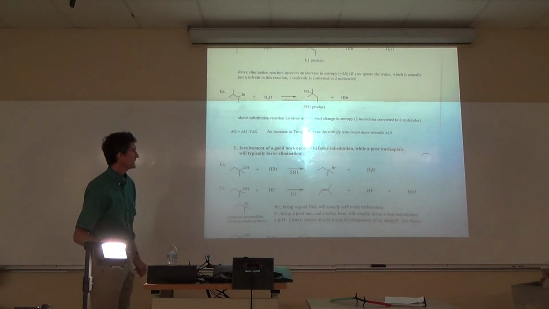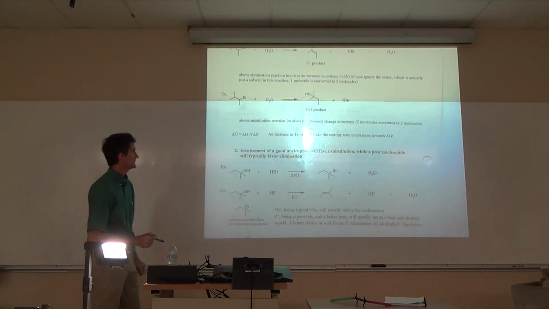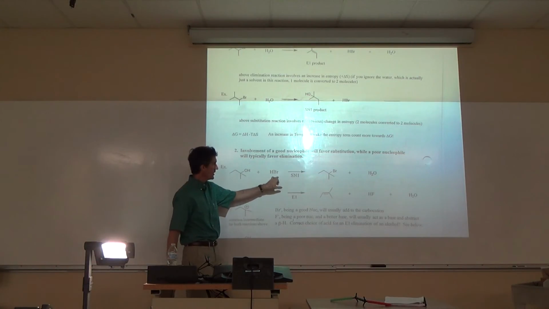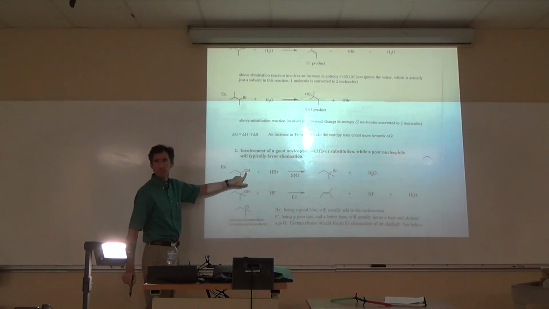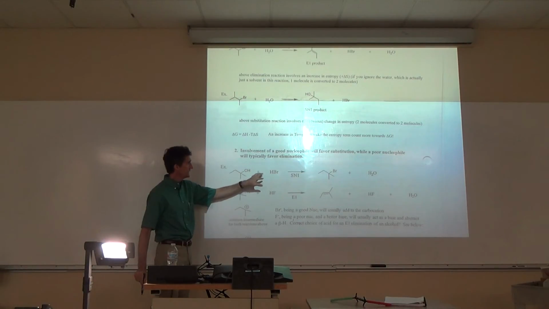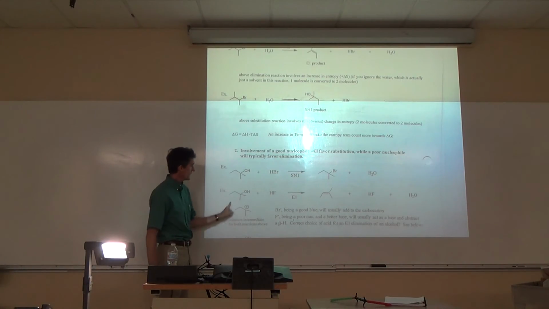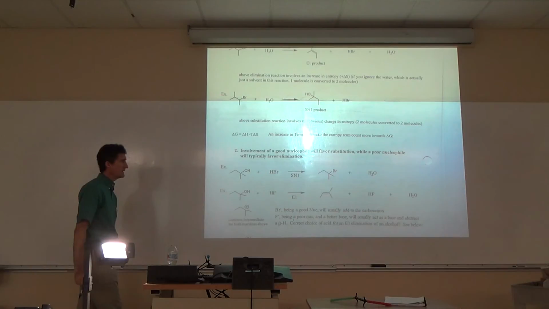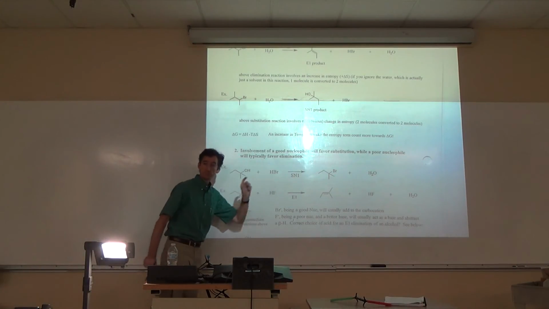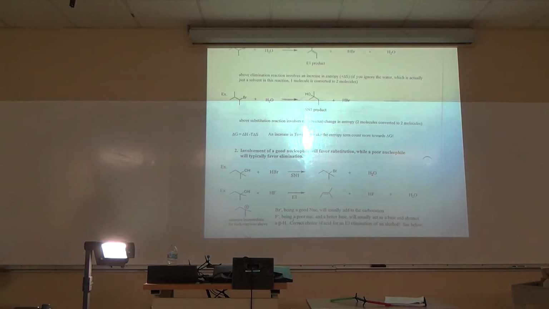Involvement of a good nucleophile will favor substitution, while a poor nucleophile will typically favor elimination. Look at this reaction. If you react this alcohol with HBr, you get a substitution reaction, forming water. How do you make OH a better leaving group? Protonate it. With a strong acid and a nucleophile, it's SN1. On the other hand, if you use HF, it's probably going to eliminate and make an alkene. Why? Br minus is a better nucleophile, right? Bigger, worse base. Nucleophiles tend to like to attack cations and make bonds. A worse nucleophile is going to be more prone to taking the H and acting as a base.